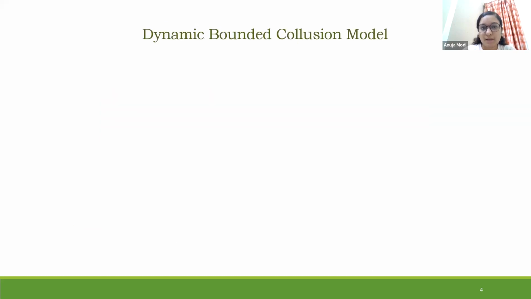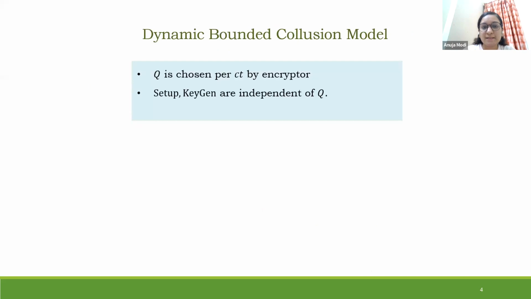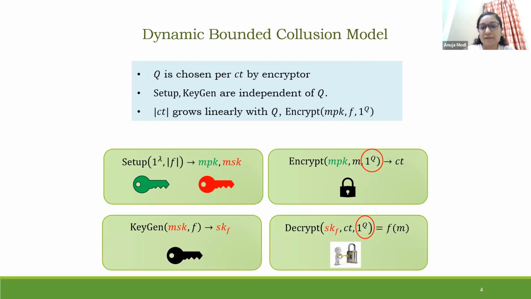In the dynamic bounded collusion model, the Q is chosen per ciphertext by the encryptor, and the setup and keygen algorithms are independent of this collusion bound Q, and the ciphertext size grows linearly with Q. So the encrypt and decrypt algorithms take one additional parameter, that is the collusion bound, as the input.